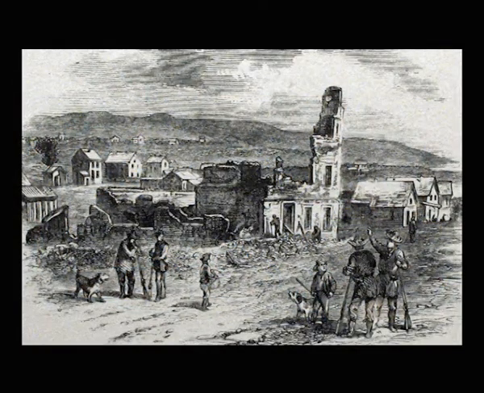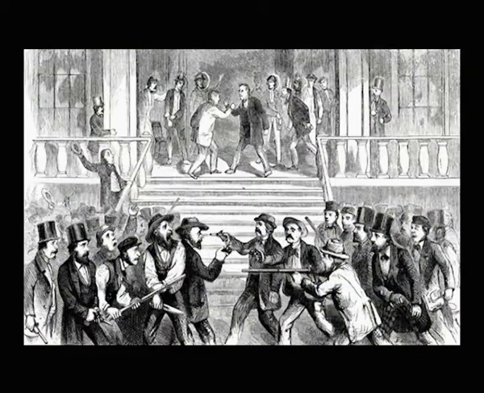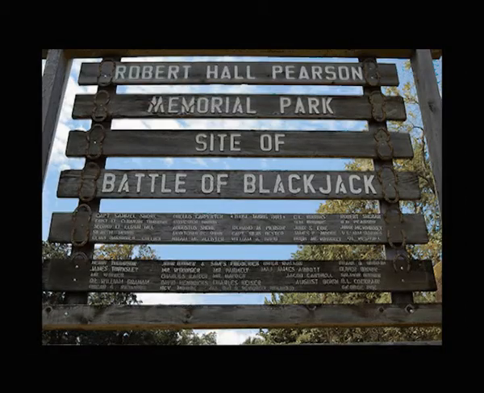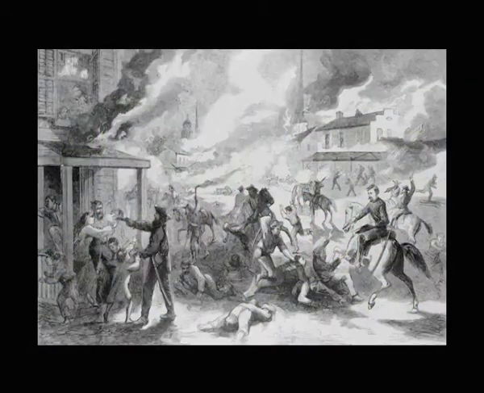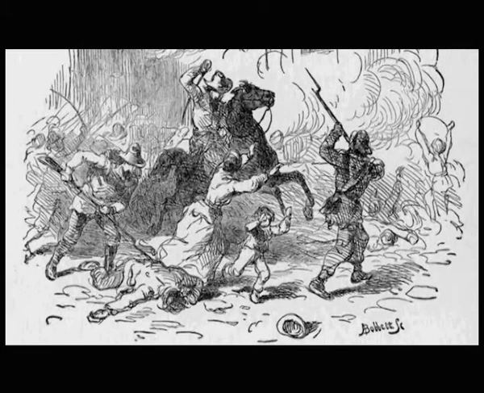This was known as Bleeding Kansas. On November 21st, 1855, the Wakarusa War began when a free stater named Charles Dow was shot by a pro-slavery settler. The Battle of Blackjack took place on June 2nd, 1856, when anti-slavery forces, led by the noted abolitionist John Brown, attacked a Confederate encampment near Baldwin City, Kansas.